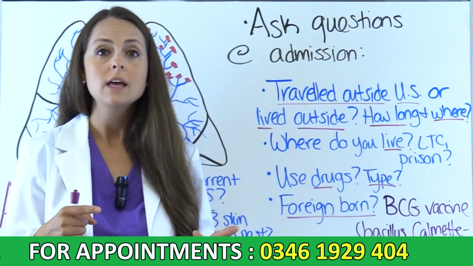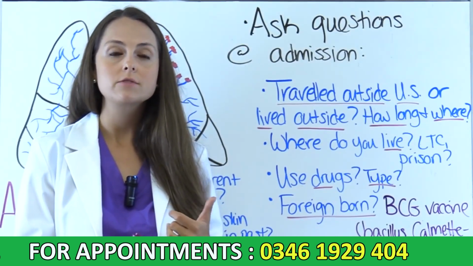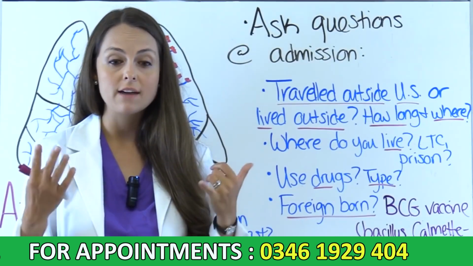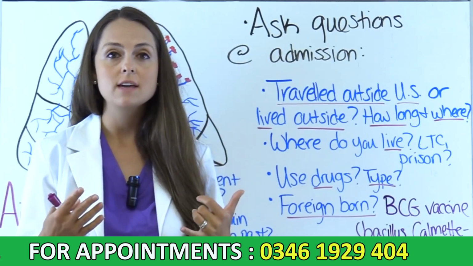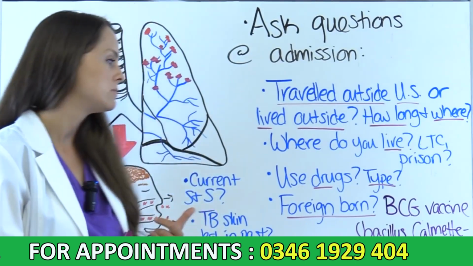Because we're looking for really IV drug use, because that not only puts them at risk for tuberculosis, but at risk for HIV, and having HIV dramatically increases the chance of them having tuberculosis because of the weak immune system.